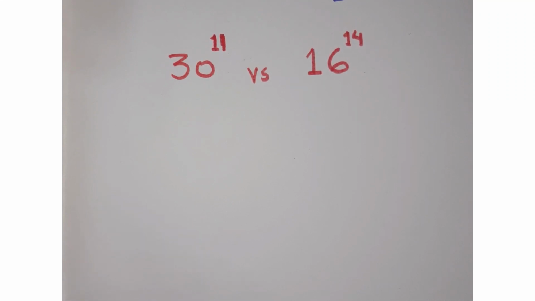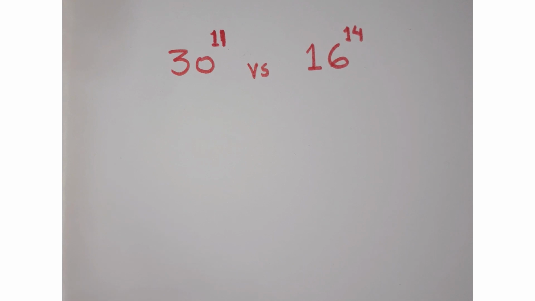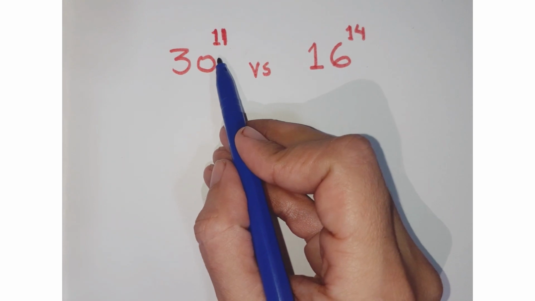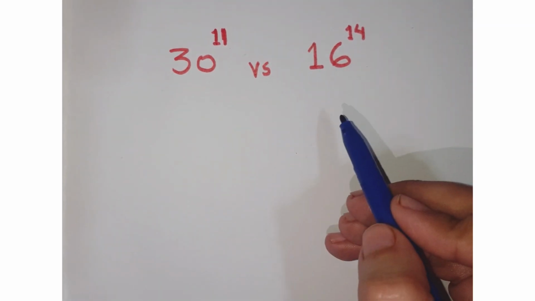Now look at these two numbers that have very high exponents, and we have to calculate which number is bigger, right? So let's see the trick that we are going to follow to find out the bigger number: 30 to the power 11 or 16 to the power 14.